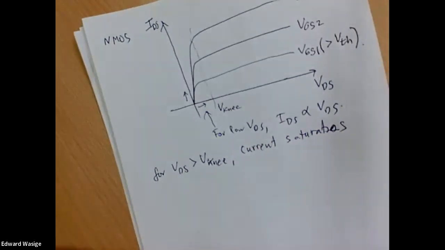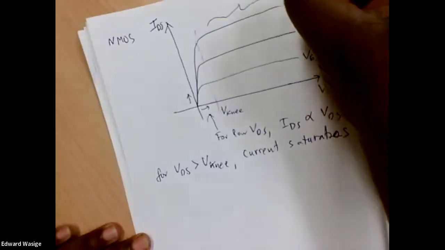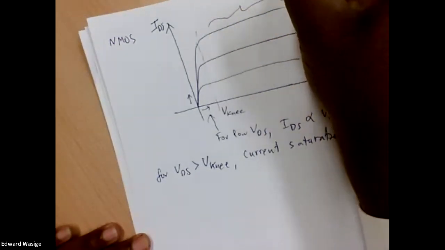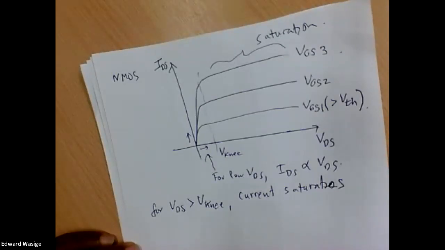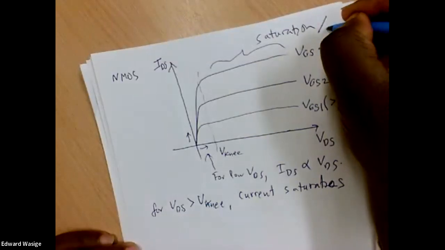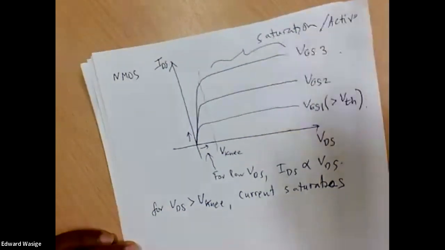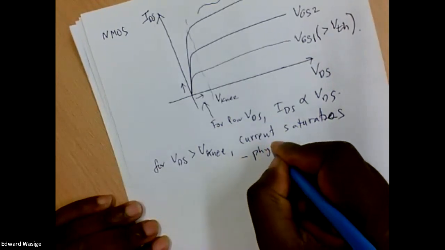So the current saturates, that's the word that's used. This region is sometimes called the saturation region, because the current saturates. The more common word that we use is active region. One of the reasons why the current saturates is physics.